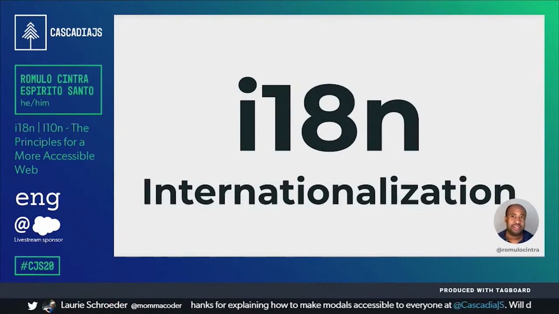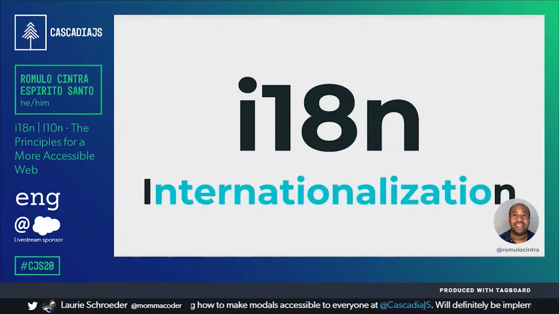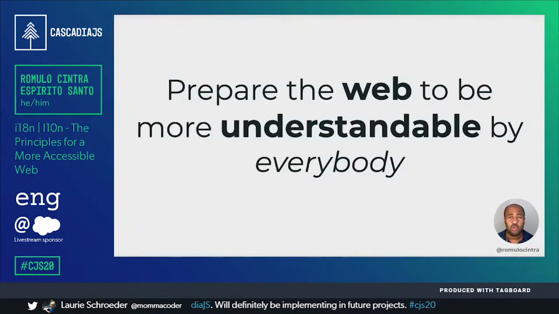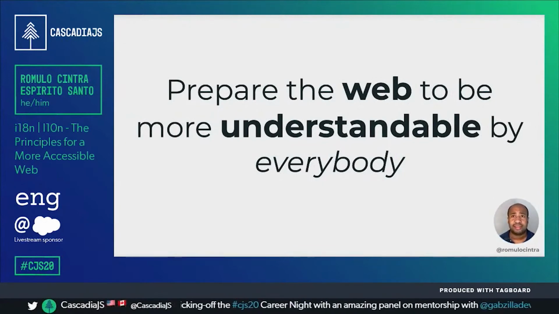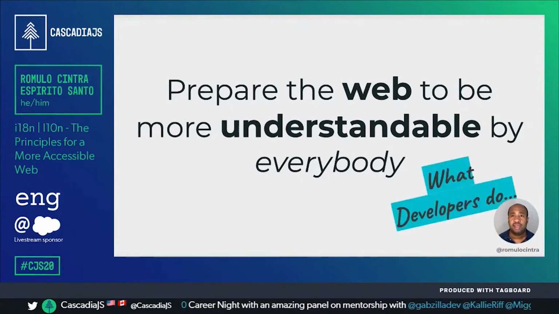And guess what? It means internationalization. Between the first and last letter, there are 18 different characters, which is the main reason for this acronym. And i18n is about preparing the web to be more understandable by everybody. This means that we, as developers, because normally it's developers that do this part, need to build all the structure, all the facilitation and adaptations for our software to be easily translatable, meaning that you can use your browser APIs, your language APIs, or even libraries that can help you to make your web international.